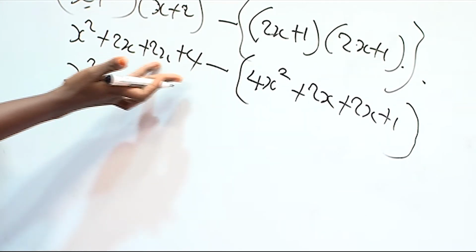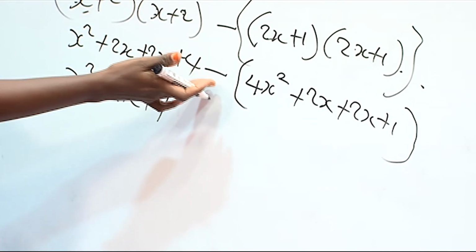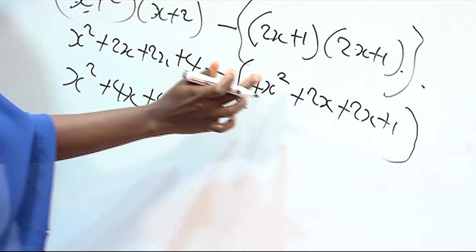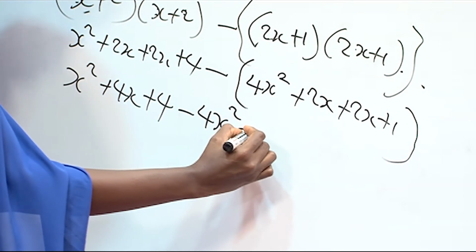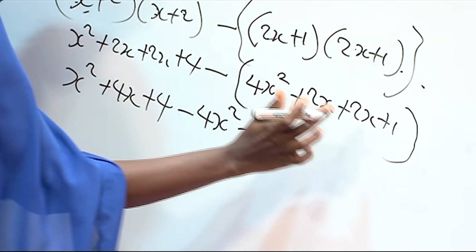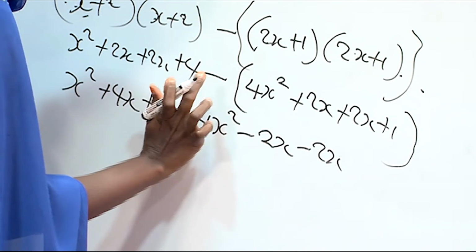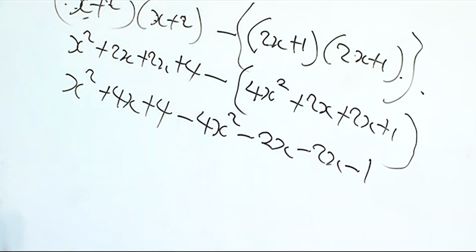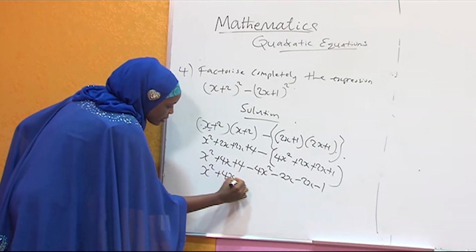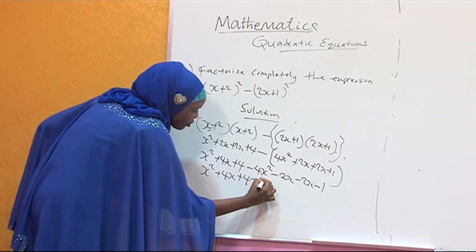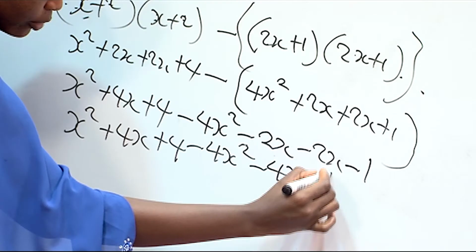You can evaluate this: 2x plus 2x will give 4x, plus 4. Then use the negative to open up this bracket. Minus times 4x squared will give minus 4x squared. Minus times plus gives minus 2x, minus 2x. Then minus times plus is minus 1. With this, we continue evaluating. We have x squared plus 4x plus 4 minus 4x squared minus 4x minus 1.